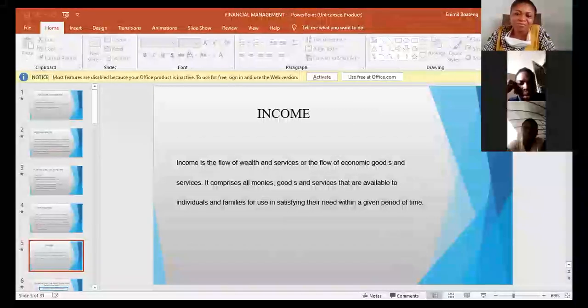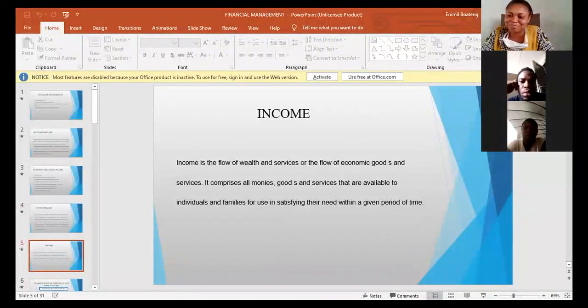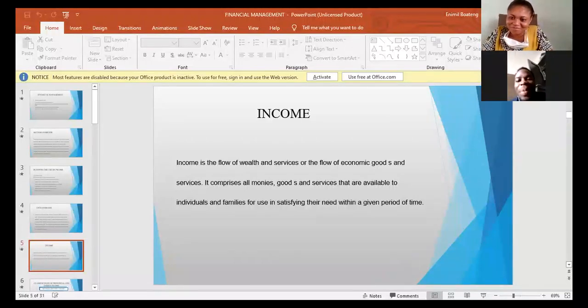So income. What at all is income? Yes, income. Any idea? Michael, I can see you want to talk. Madam, income is what we earn, or the money we earn from taking part in economic activities. Okay, that is your idea.